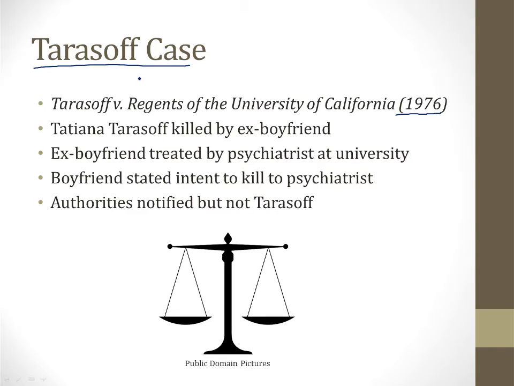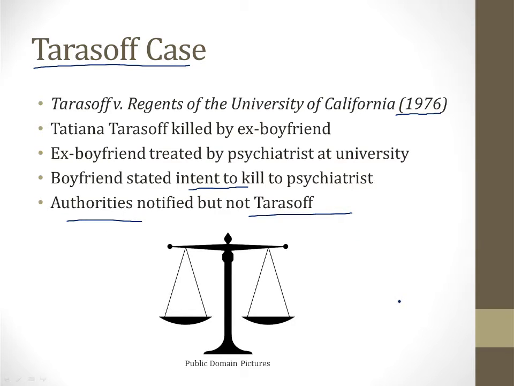In this case, a woman named Tatiana Tarasoff was killed by her ex-boyfriend, and her ex-boyfriend was being treated by a psychiatrist at the University of California. The boyfriend stated to the psychiatrist that he intended to kill Tatiana Tarasoff, and the psychiatrist actually notified the authorities, but not Tatiana Tarasoff herself.